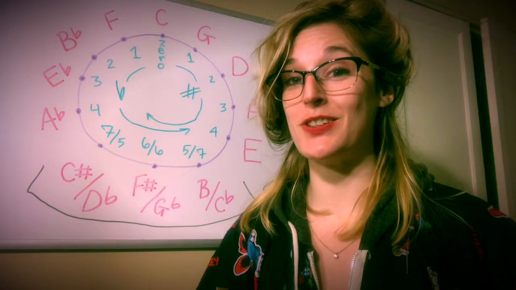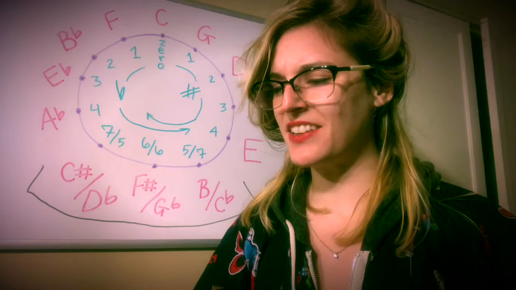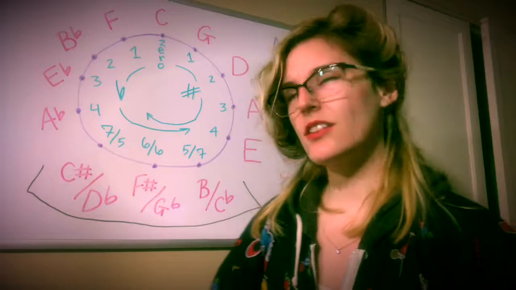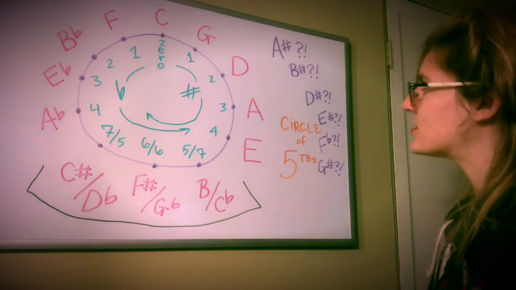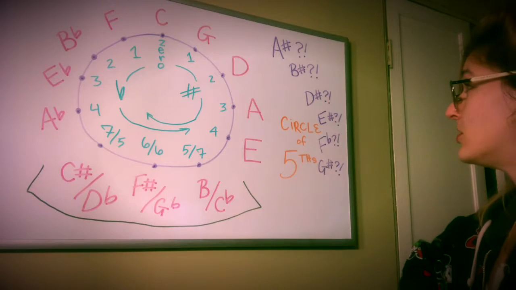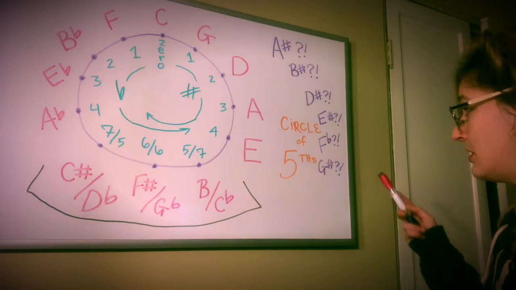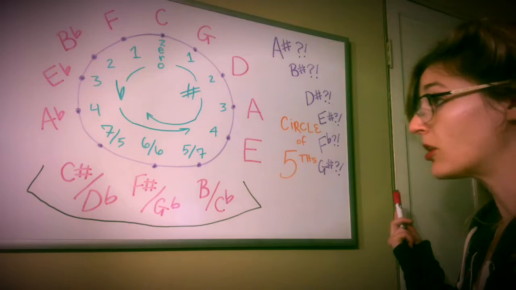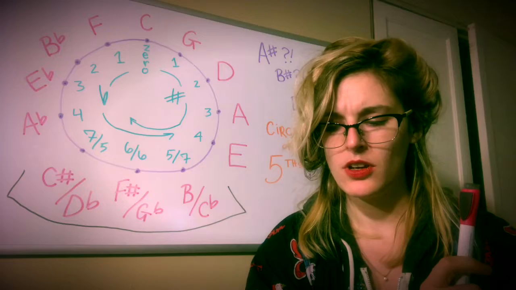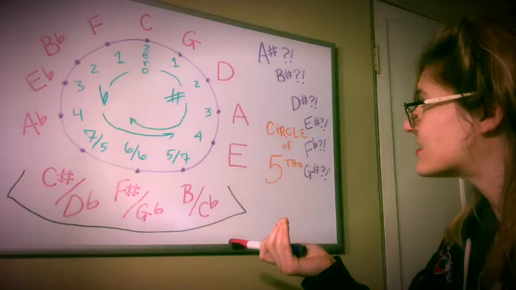If you're like me as a music student, you're getting a little suspicious right about now, wondering: theoretically, there are more major key signatures available to us. So why are they not represented on the circle of fifths? I mean, what about the key of A sharp major, B sharp major, D sharp major, E sharp major, F flat major, G sharp major? If any pitch can be do, then surely, theoretically, these key signatures exist.